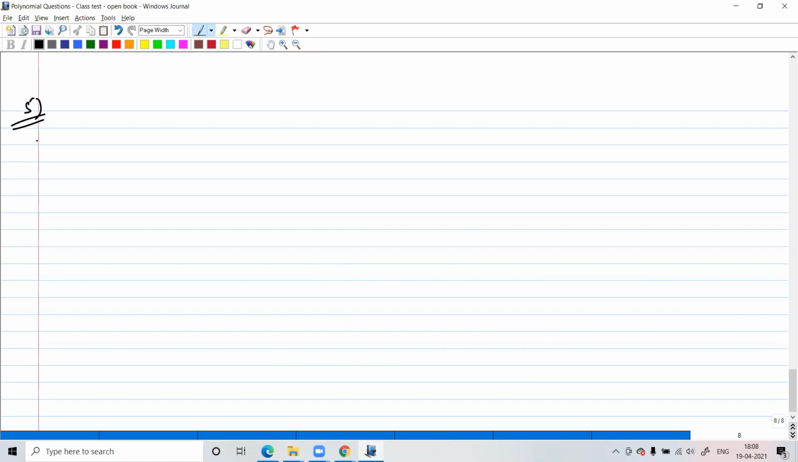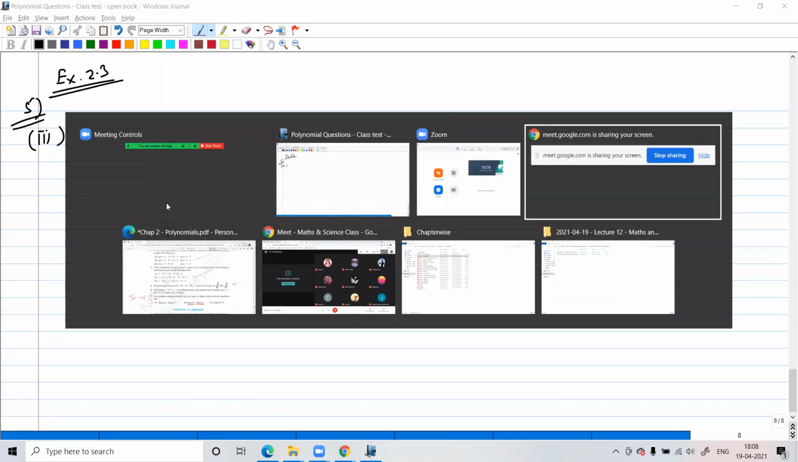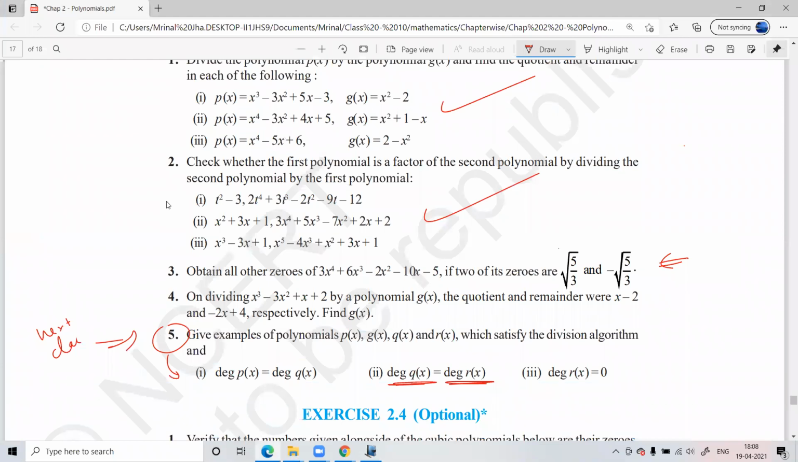So this is fifth question, third part. Exercise 2.3. They want you to give an example of Px, Gx, Qx, and Rx in such a way that the degree of remainder is 0. So this should be simple, right? There is no other constraint. You just want the degree of remainder to be 0.